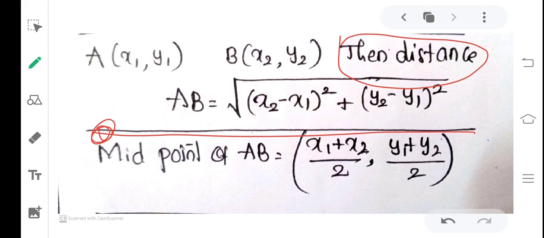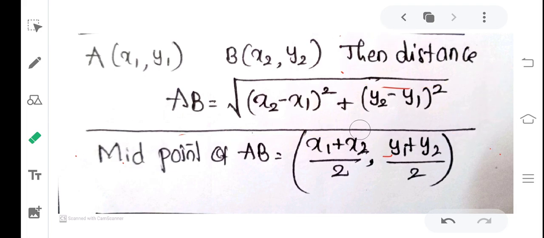What is the length of the line? By using the scale, if you are measuring that, this is A and this is B. A is the starting point and B is the ending point. What is the length of AB? You can easily find that by using the scale. But when points are given, how can we find the length or distance of a particular point?